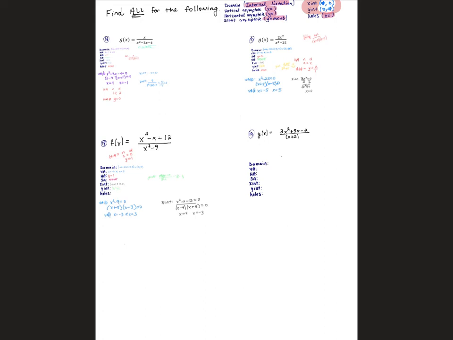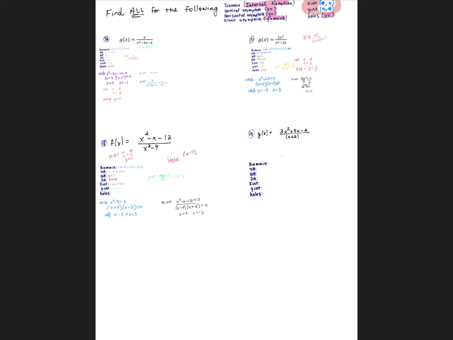And then my holes occur when we factor the numerator and the denominator, and we have common factors that cancel out. So our numerator factored, we'll do holes up here. So holes, our numerator factored was x minus 4.